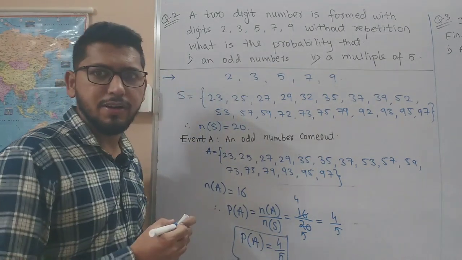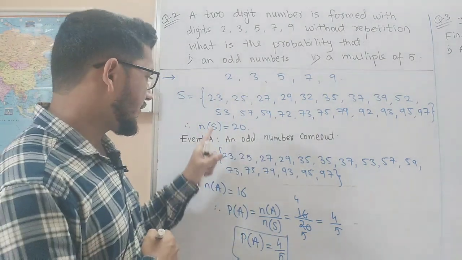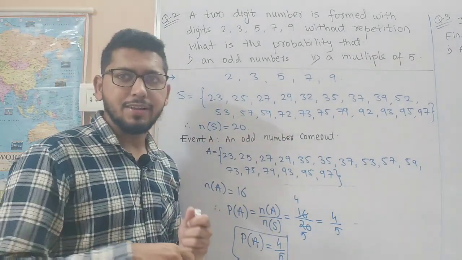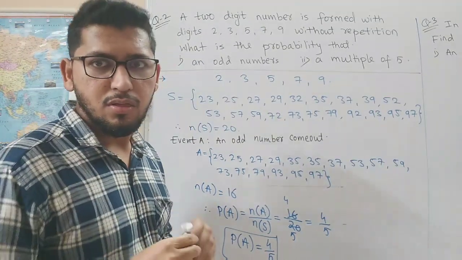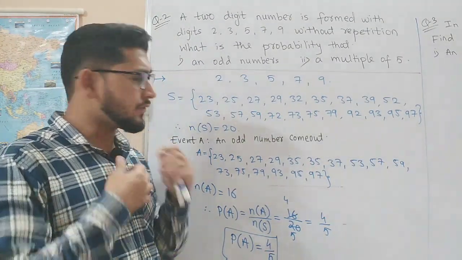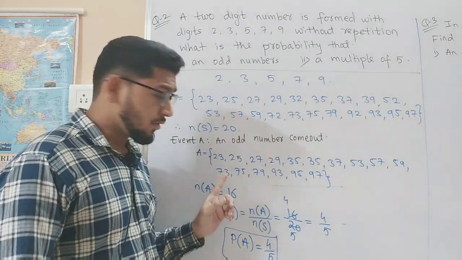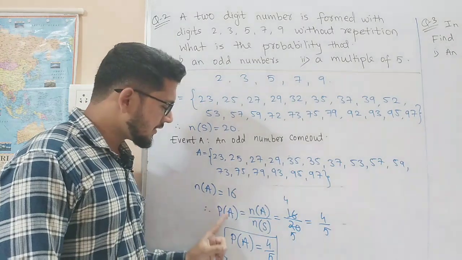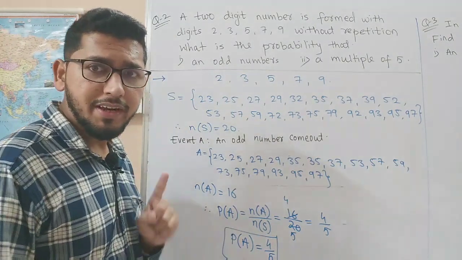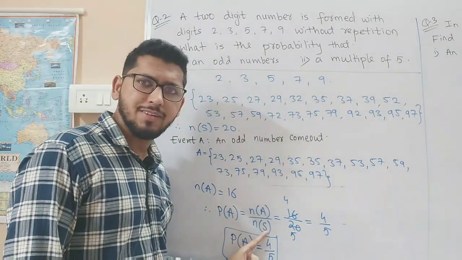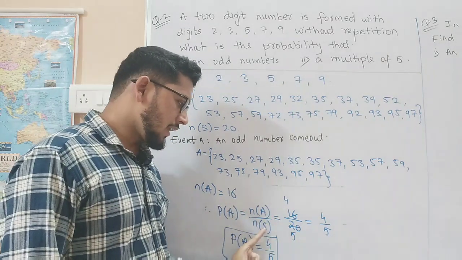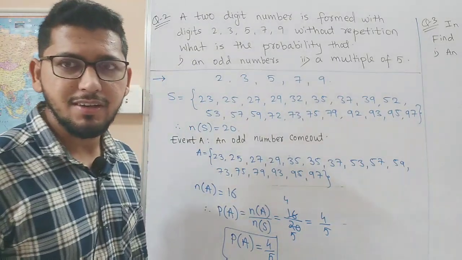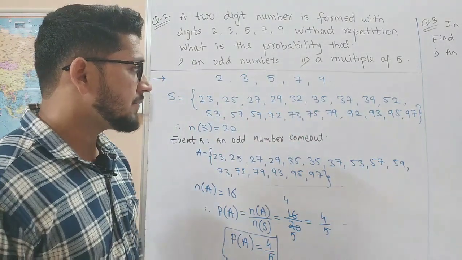So we have got the probability for the first event, that is first event an odd number comes out. Okay, now we'll check for second event, that is multiple of 5. So here we have completed the first event, that is event A. We have written all odd numbers, then we have got n of A is 16. Then for finding probability there is a formula, that is n of A upon n of S. So n of A is 16, n of S is 20, then if you divide it you will get 4 upon 5. This is the answer. Now we'll solve for the event B.